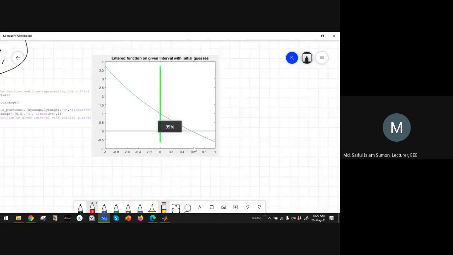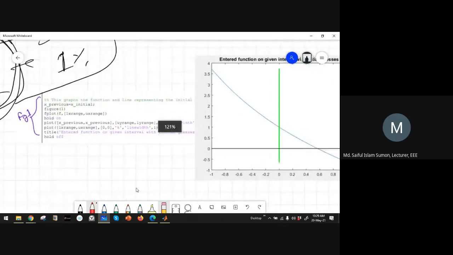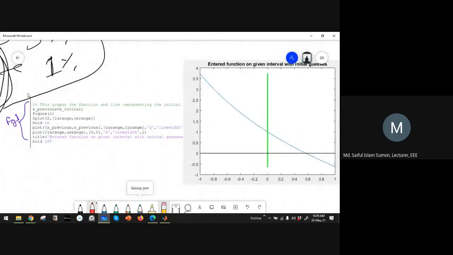But if you just take a bit of pain, it will be helpful. Now, that portion I have just taken here so that I can show you nicely. So x previous is equal to x initial. x previous is actually needed for my loop. And x initial has already been mentioned by me. Can you remember what that was? That was 0. We have considered x initial as 0.